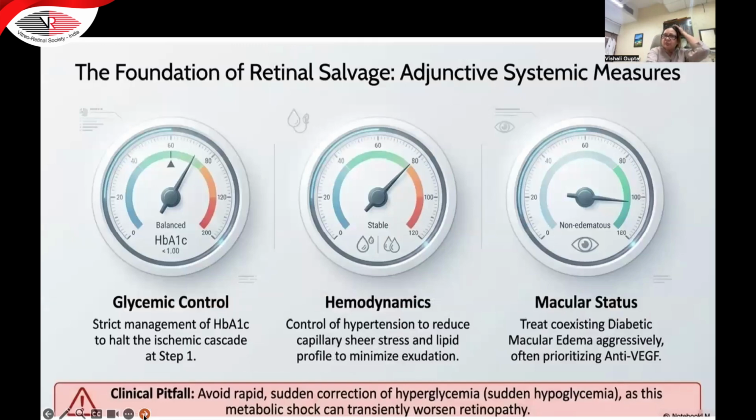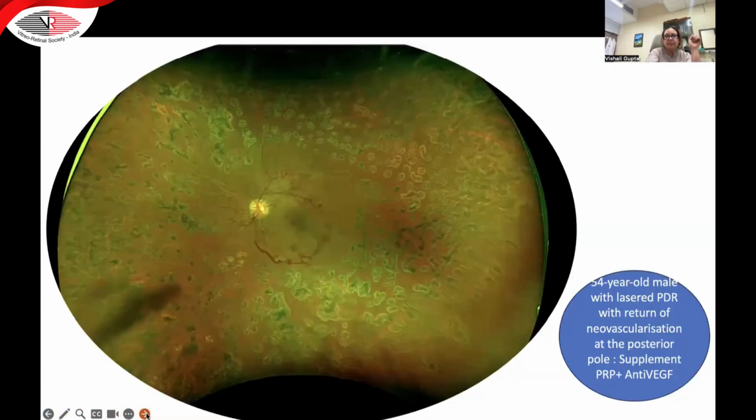So, the foundation of retinal salvage, which means is there any adjunct? Adjunct remains the same: glycemic control, proteinuria control, and look at the macular status, because don't keep on pushing PRP simply because the patient has PDR. If there is PDR with macular edema, you will have to give anti-VEGF to treat macular edema along with PRP.